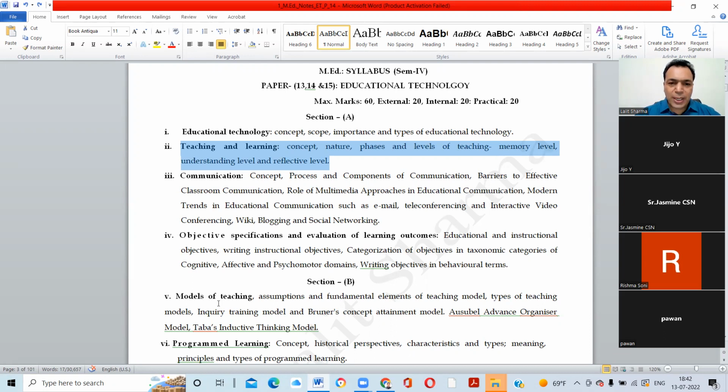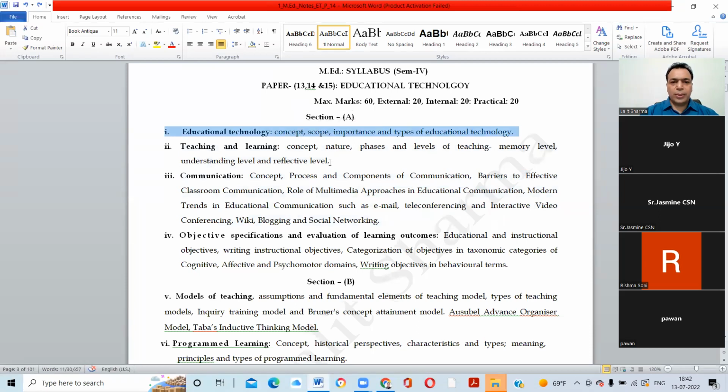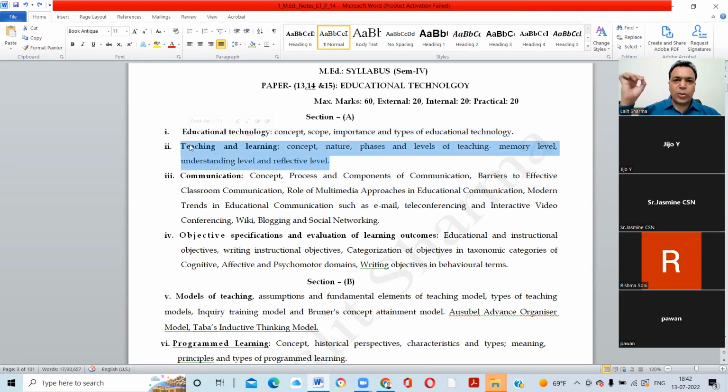Third question, I advise all of you: your 2 questions are complete, but you can prepare 1 more question, so that if it comes, you can attempt it. So for the third question, you can go for communication. First, you have to attempt and learn this question. Second, you have to learn this question. Both are very good questions. You can stretch them, and they are easy questions.